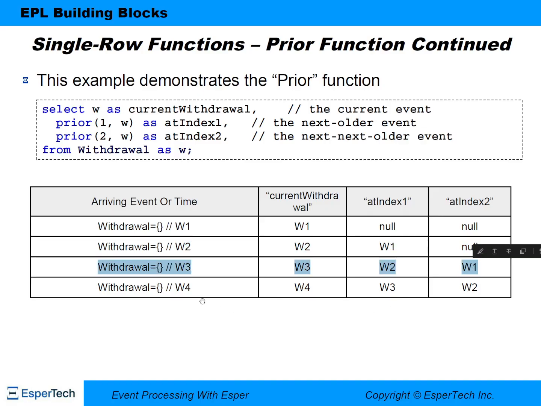A withdrawal event arrives, labeled as W3. The current withdrawal column is W3, the at index 1 is W2, the at index 2 is W1. A withdrawal event arrives, labeled as W4. The current withdrawal column is W4, the at index 1 is W3, the at index 2 is W2.